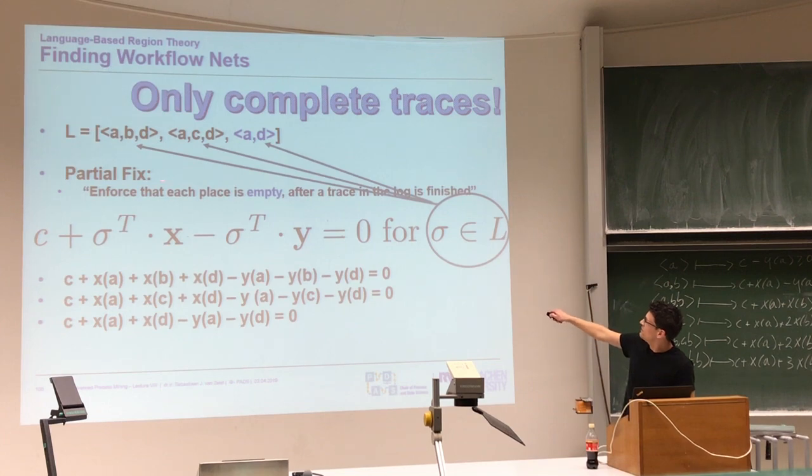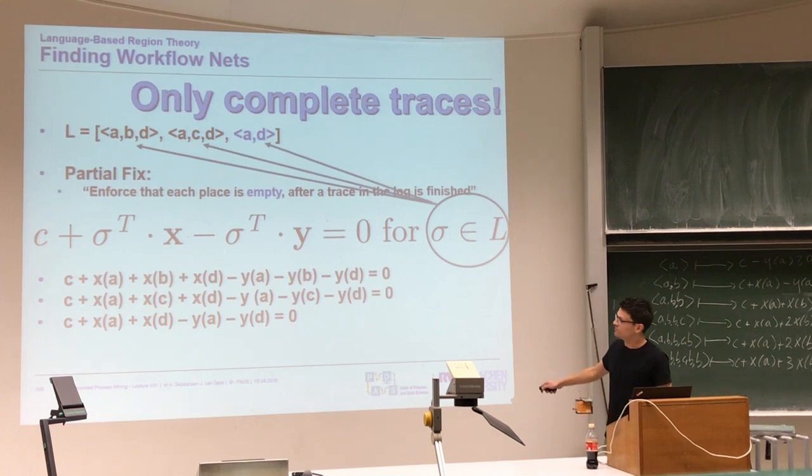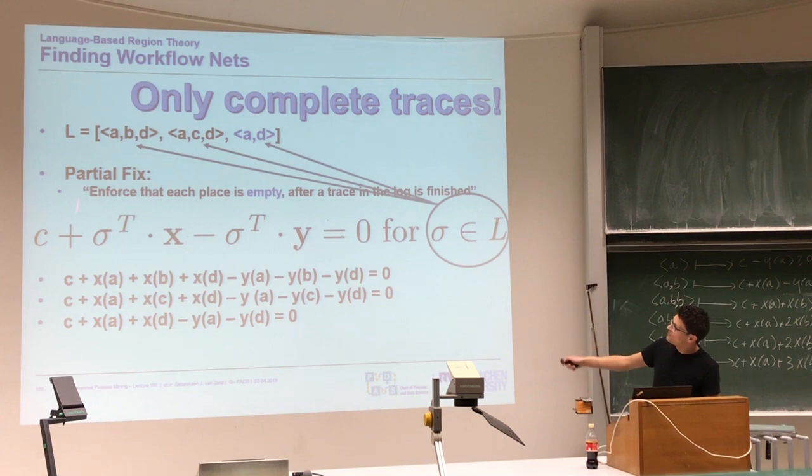So, if we would like to say every place should be empty after we complete the whole trace, we basically say that C plus XA plus XB plus XD minus YA minus YD is 0. That's based on this trace. This trace generates this constraint, and AD generates this constraint. So basically, it's exactly the same as what we do in building this constraint body, but we use the whole trace for both the X and the Y component.